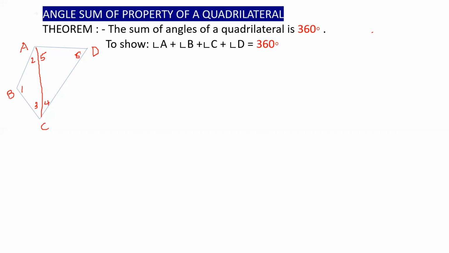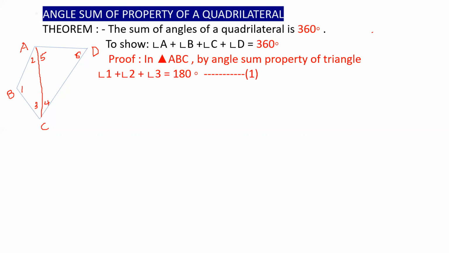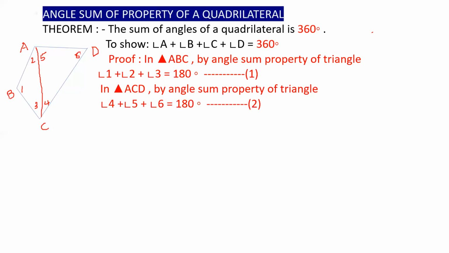Now in this figure, you are going to show angle A plus angle B plus angle C plus angle D equals 360 degrees. For that, we do the construction: join AC. Because of a diagonal, two triangles are formed in the quadrilateral. Now take each triangle. In triangle ABC, by angle sum property, angle 1 plus angle 2 plus angle 3 equals 180 degrees. Mark it as equation 1. Then take the other triangle ADC: by angle sum property, angle 4 plus angle 5 plus angle 6 equals 180 degrees. Mark it as equation 2.